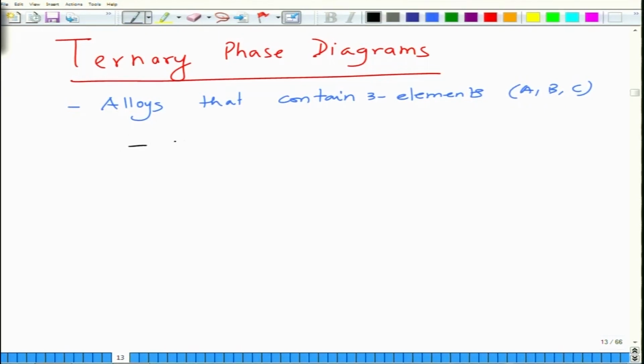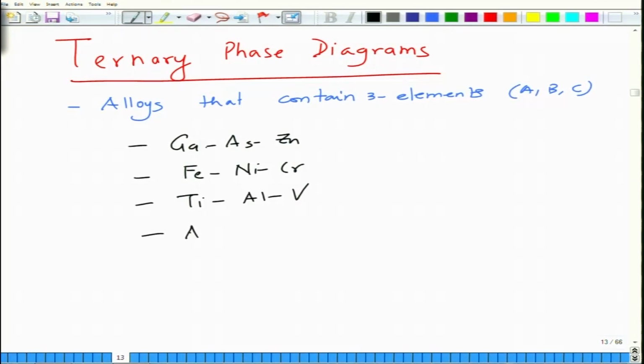So for example, gallium, arsenic, zinc, you can have a phase diagram. There is a phase diagram that is possible on iron, nickel and chromium. So these three make a phase diagram together. You can have titanium, aluminum, vanadium. You can have aluminum, copper, magnesium. Aluminum makes an alloy with copper and magnesium both, whereas copper and magnesium themselves have certain reactions.